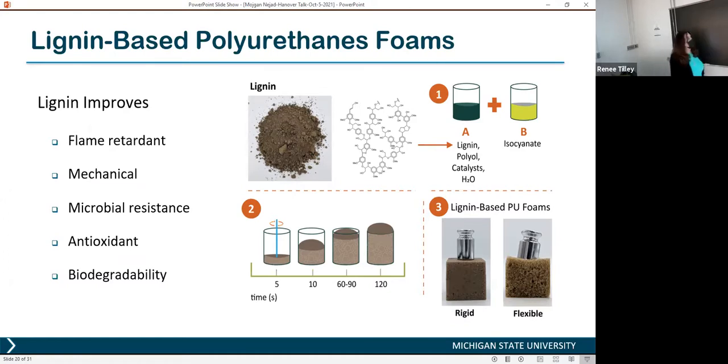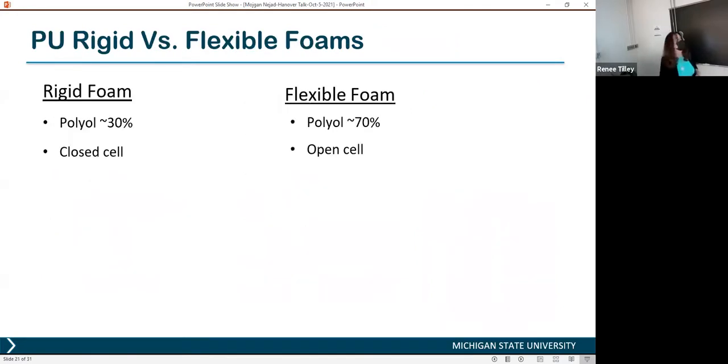And then when we are talking about foam, we have lignin, we mix it with polyol, catalyst, and then water as a blowing agent, and mix it with isocyanate, and the foam, as we are mixing, starts rising. Depending on the formulation, we're gonna have either rigid foam or flexible foam. The main difference, to simplify the difference between rigid foam and flexible foam.